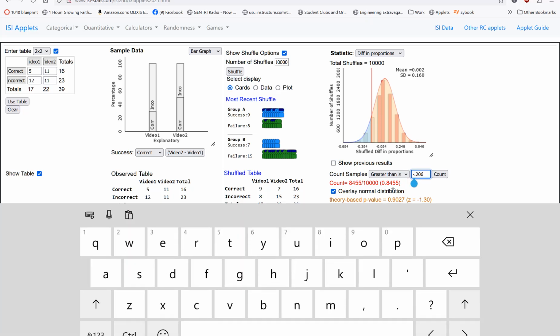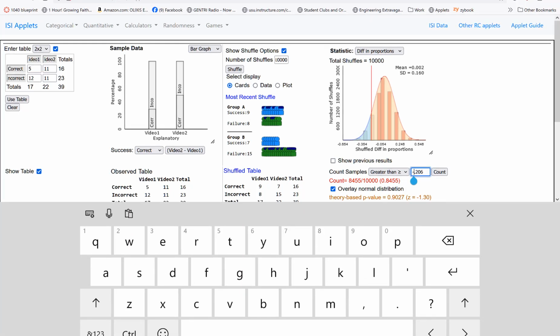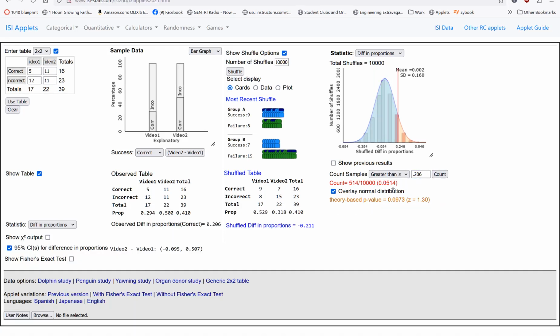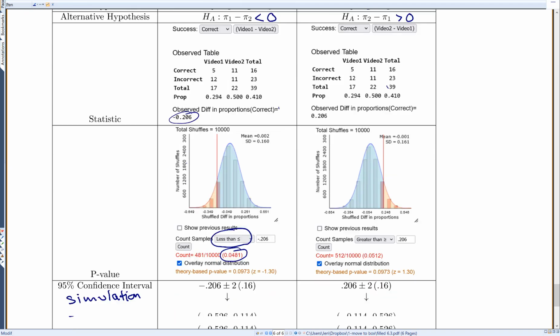So it'll give you your new p-value. Oh, but I need to change this. My statistic is no longer negative 0.206. My statistic is positive 0.206. So now there's my new p-value. You can see your observed difference in proportions changed from negative 0.206 to positive 0.206. We have to count samples greater than, and then we put in our positive 0.206, and we get a p-value.